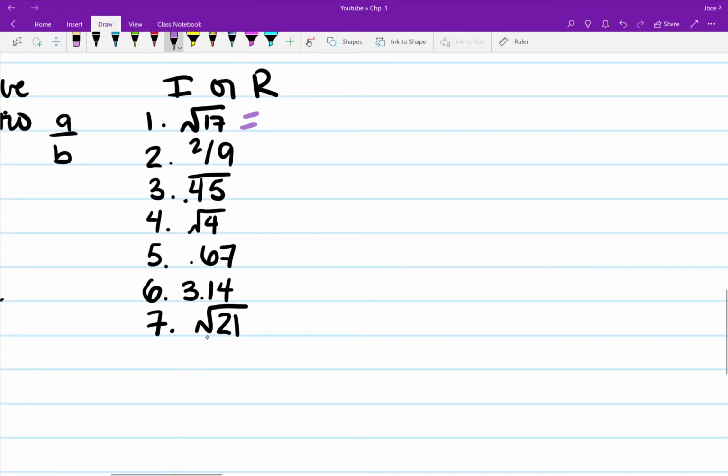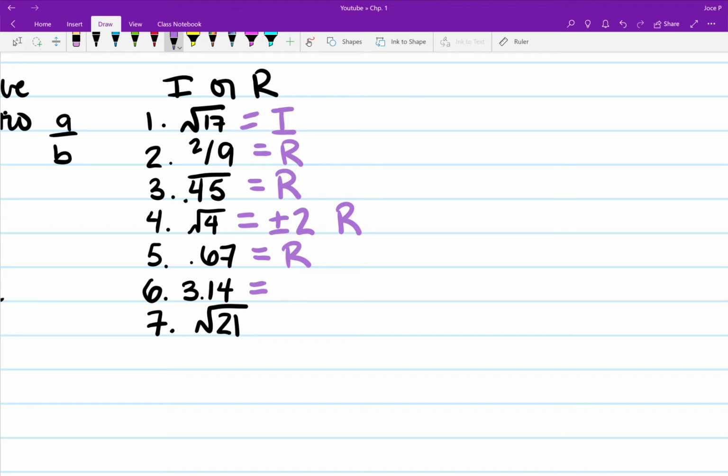√17, well, that's a decimal, and √17 does not end nicely, so that is irrational. 2/9, that's a fraction, rational. 0.45 repeating, well, it's repeating, rational. √4 is plus or minus 2, which terminates, rational. 0.67, it terminates, rational. 3.14, that looks like pi, but it's actually just 3.14. It terminates, rational. √21, it's a weird decimal when you break it down. It does not terminate, it is irrational.